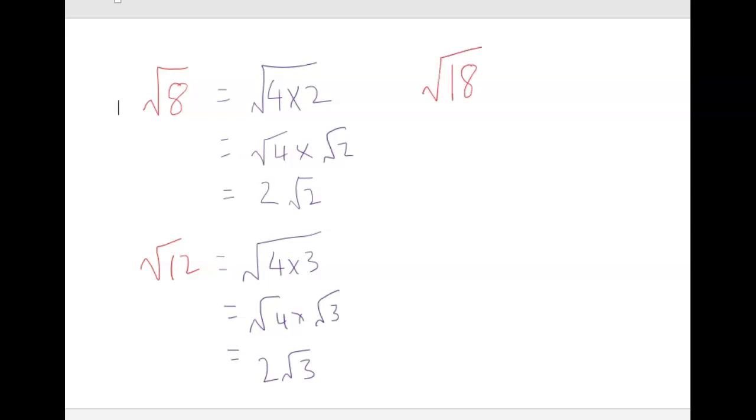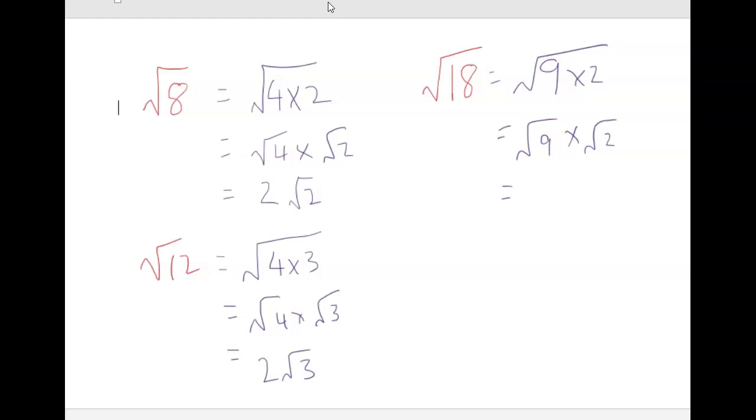So 18. Okay, so we say, all right, what square number goes into 18? And it was 9. This is why you need to know your square numbers. So 9 times what? 9 times 2. Separate them out. Now, a question I got the other day, doesn't matter what order you put it in? No, because 9 times 2 is 18 and 2 times 9 is still 18.